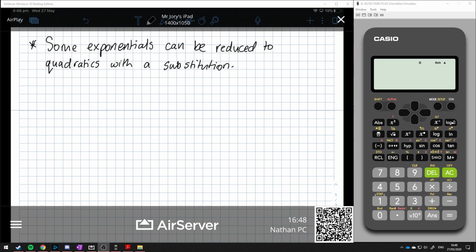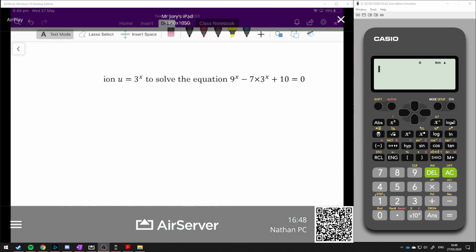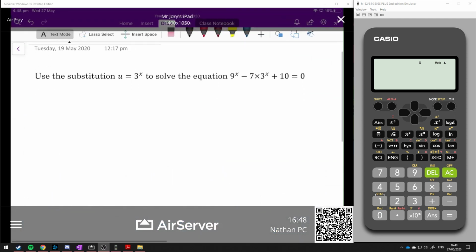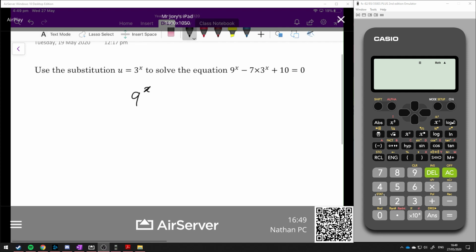Okay, so some of the exponentials that we can deal with might not necessarily be just a straightforward one. Sometimes we can get some exponentials that can be reduced to quadratics with a substitution. So we're going to jump straight into an example and see exactly that. We're going to use the substitution u is equal to 3 to the power of x to solve the equation 9 to the power of x minus 7 times 3 to the x plus 10.